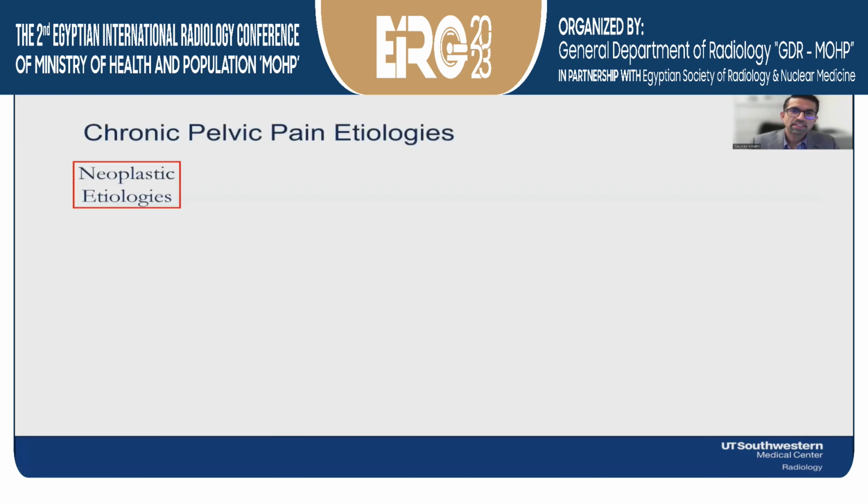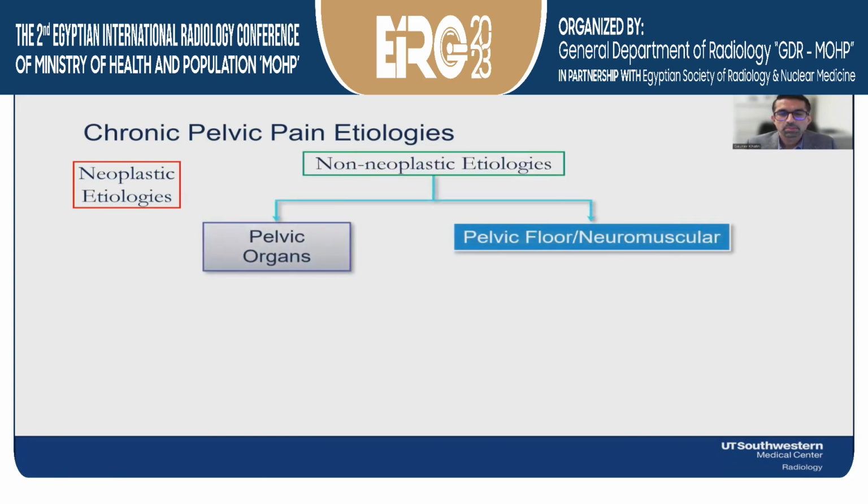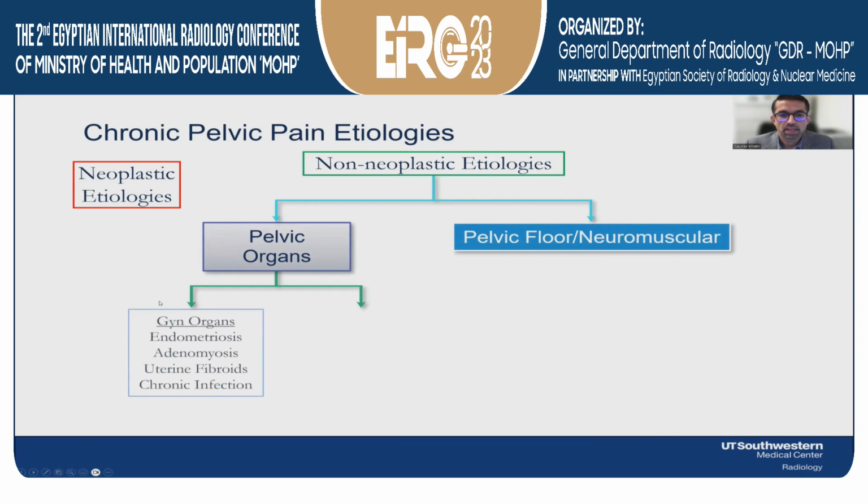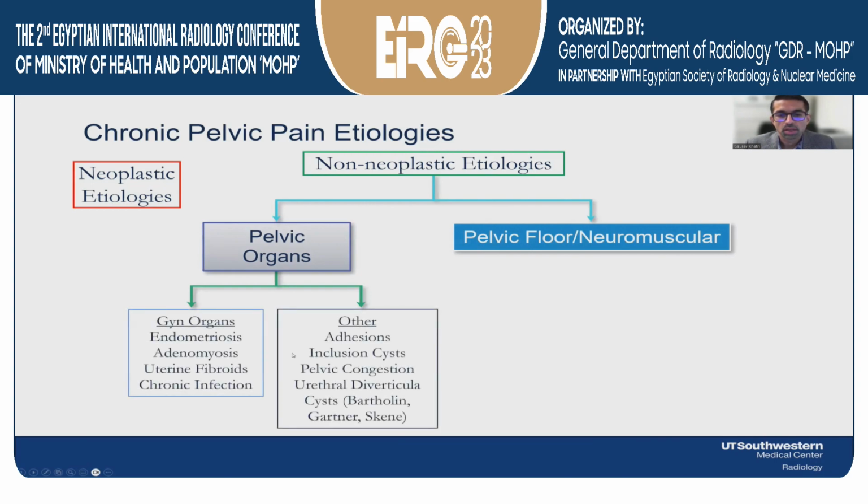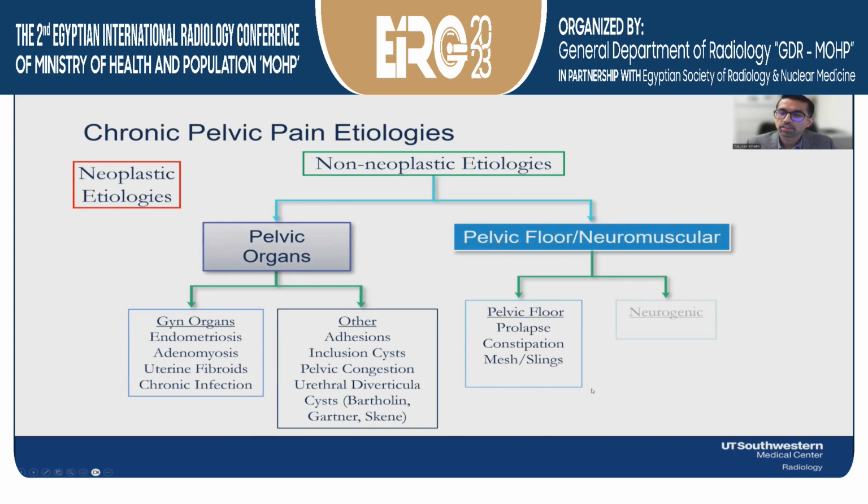So neoplastic etiologies aside, we'll focus today on non-neoplastic etiologies. And these can be thought of as etiologies pertaining to pelvic organs or the pelvic floor or neuromuscular conditions. So within the pelvic organs, we can have gynecologic conditions or other non-gynecologic conditions. In the pelvic floor, you can have pelvic floor prolapse, constipation, pain related to mesh or slings, and then neurogenic pain. So today we'll be focusing mostly on endometriosis as well as some of these pelvic floor and neurogenic pain. Pelvic floor pain because of mesh and slings, I will focus on in the next talk.